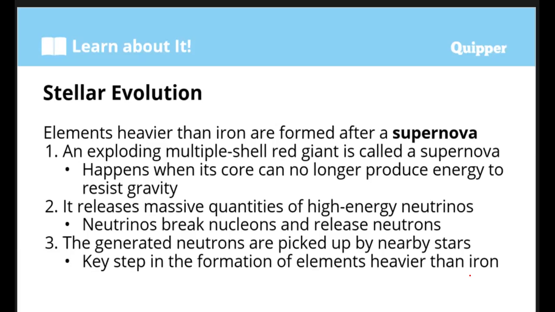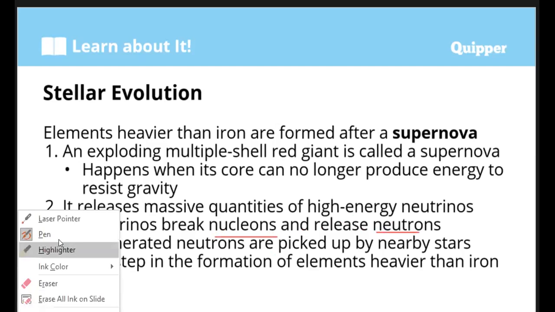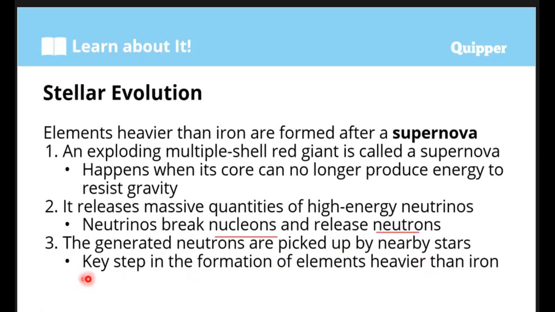Of course, when there is not enough energy anymore or no elements being absorbed, the tendency is that the star will explode, and its subatomic particles are consumed by other stars. It releases massive quantities of high energy neutrinos, and the neutrinos break nucleons and release neutrons. The generated neutrons are picked up by nearby stars, a key step in the formation of elements heavier than iron.